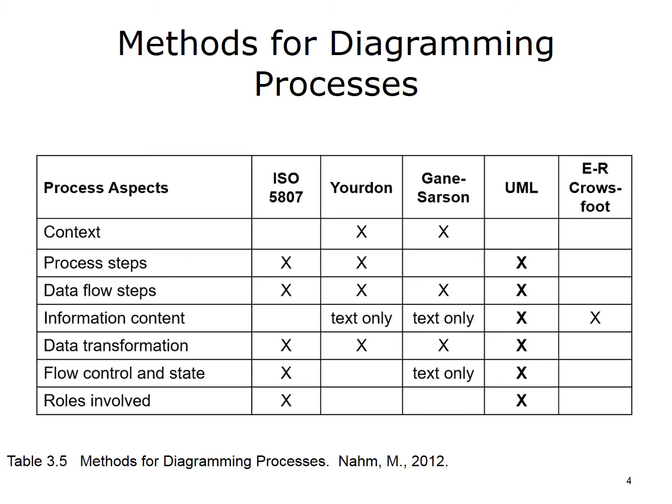Each of the methods for diagramming a process covers different process aspects. Unified Modeling Language, UML, has diagrams to represent each of the process aspects that we are interested in for process analysis and redesign. These include use case diagrams that represent the context in which the system operates, process and data flow steps, information content, any information transformations that occur or should occur, the order or sequence of the steps involved in the process, including flow control and state, and the roles of the persons completing the steps in the process.